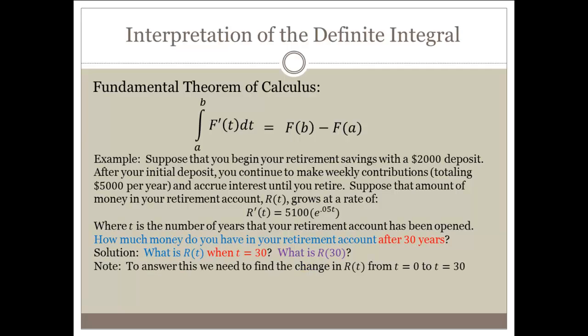To answer this, we need to find the change in R(t) from t equals 0 to t equals 30. Because we can write the change in R(t) from t equals 0 to t equals 30 as R(30) minus R(0), which could be computed using the fundamental theorem as the integral from 0 to 30 of 5100 e^(0.05t) dt, which comes to roughly 355,132.